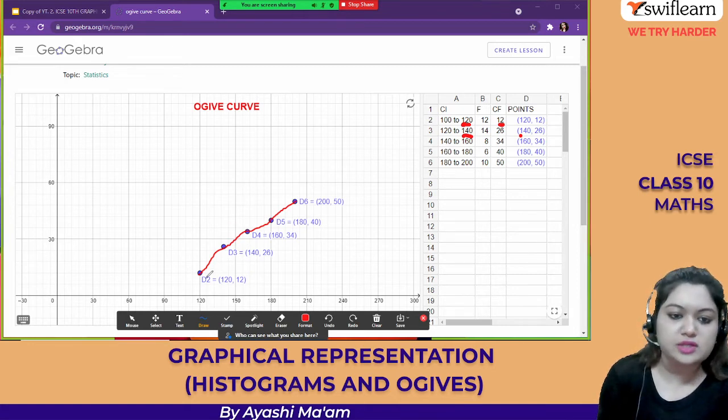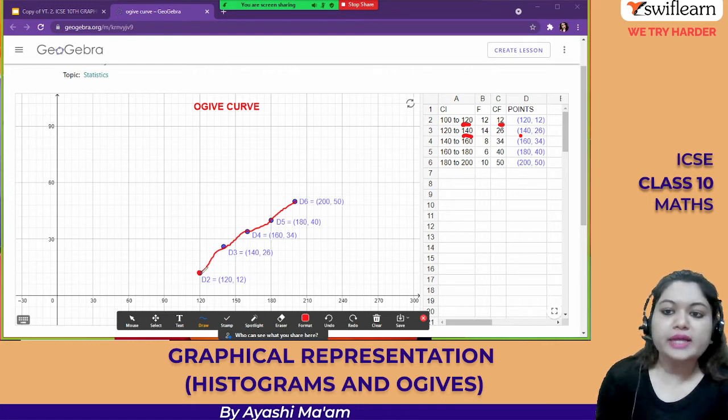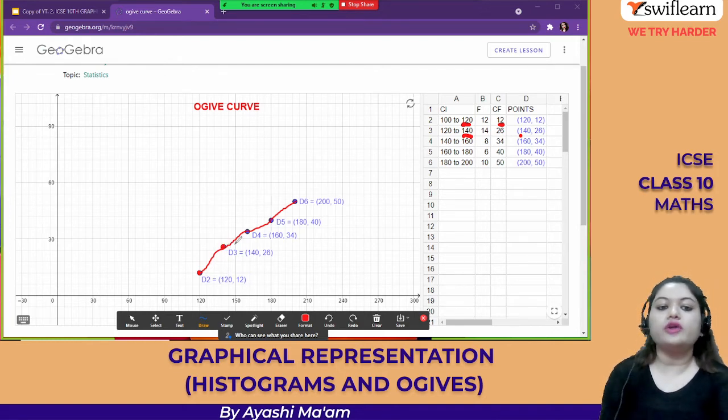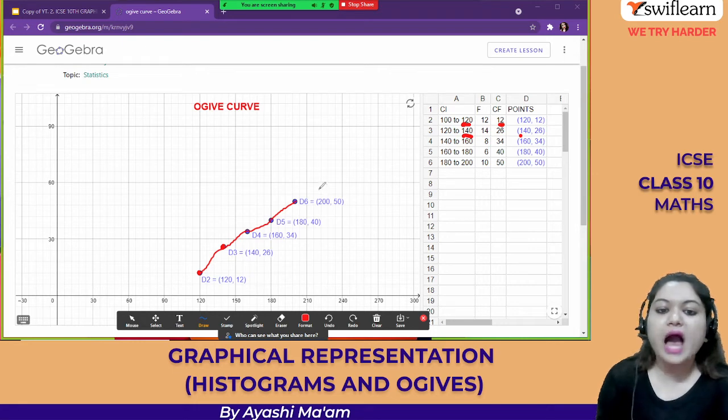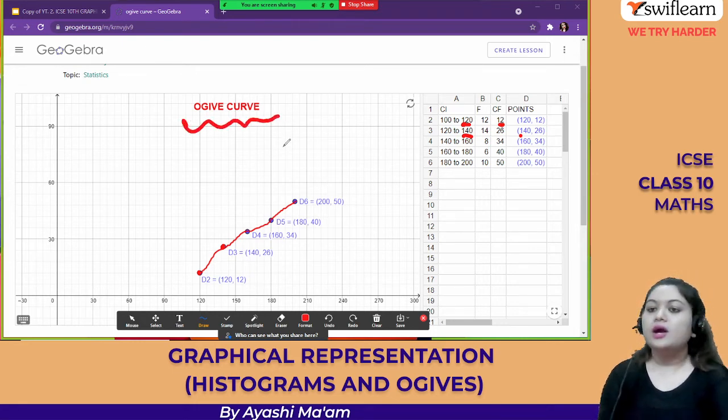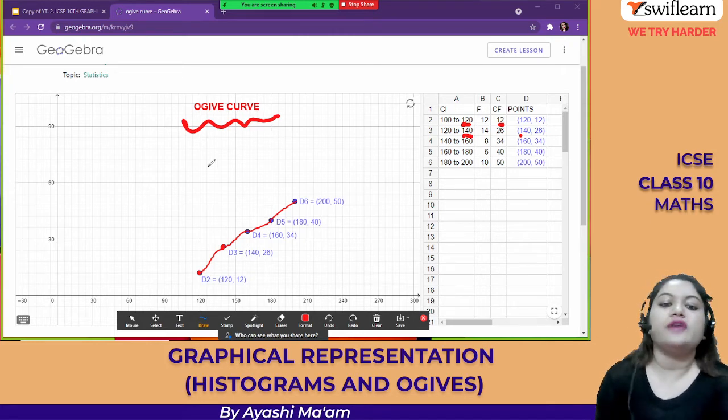And look at the points also. So we have 120 over here, so 120 and 12 they have plotted it. Next point is 140. Okay, 140 comma 26 they have plotted it, right? That's how they have done it. So this is easy only. This is our less than type ogive, right? Less than type ogive.